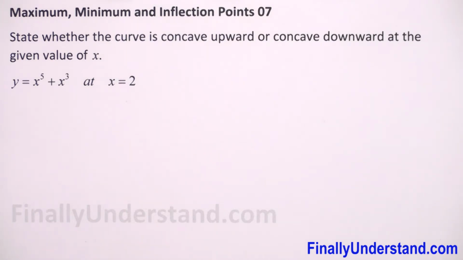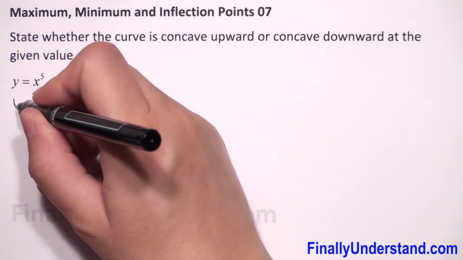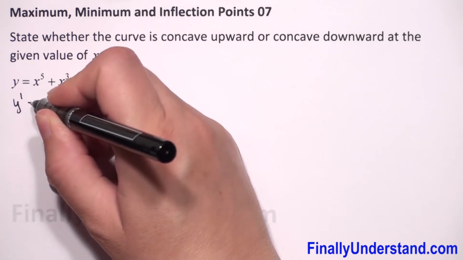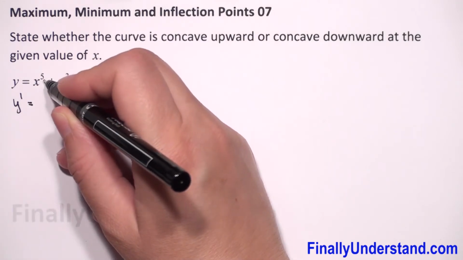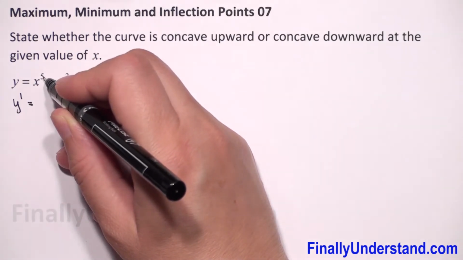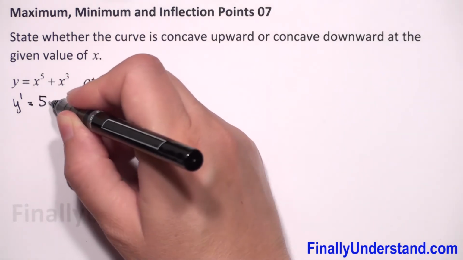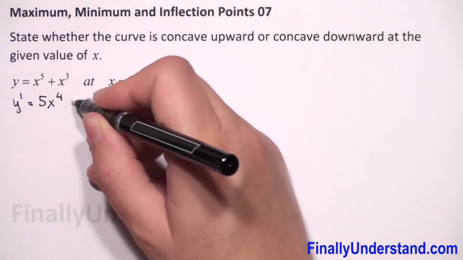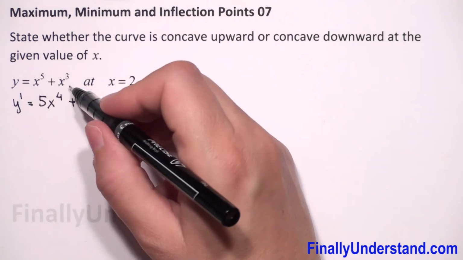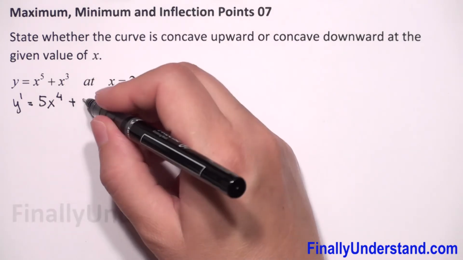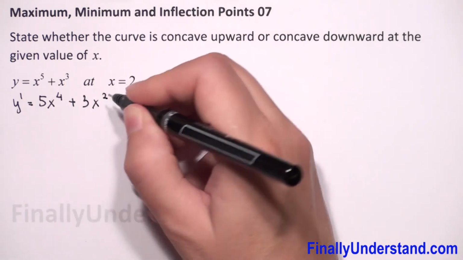So first we have to calculate the first derivative. Y prime is equal to the derivative of x to the power 5, which is 5x to the 4, plus the derivative of x to the third, which is 3x squared.